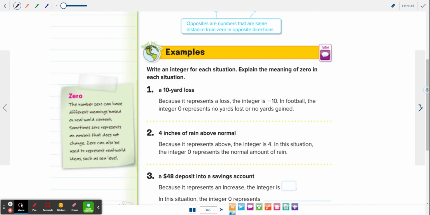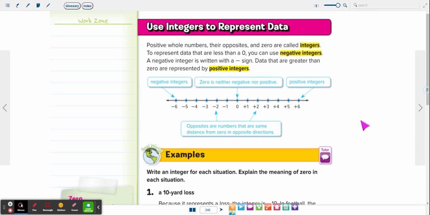Okay, so let's go on to page 346. Use integers to represent data. Positive whole numbers, their opposites and zero, are called integers. To represent data that are less than 0, you can use negative integers. A negative integer is written with a negative sign. Data that are greater than 0 are represented by positive integers. So just like our up and down, if we are going left and right, negative integers are on the left, positive integers are on the right, okay? And then zero is in the middle.